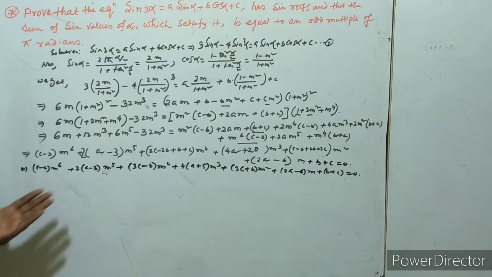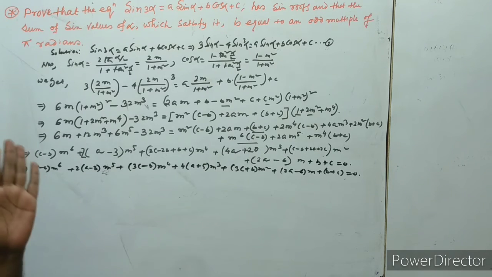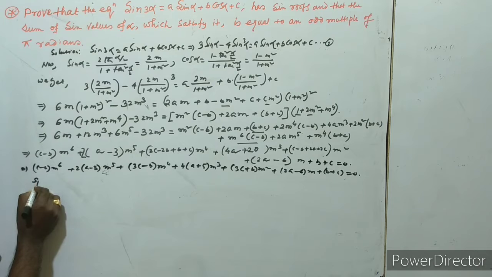And now this is the 6th power of m. So m means that is tan alpha by 2. It means the roots are here tan alpha by 2. There are 6 different roots like tan alpha by 2, tan beta by 2, tan gamma by 2, tan delta by 2 and so on. Okay, so here we want to find the sum.